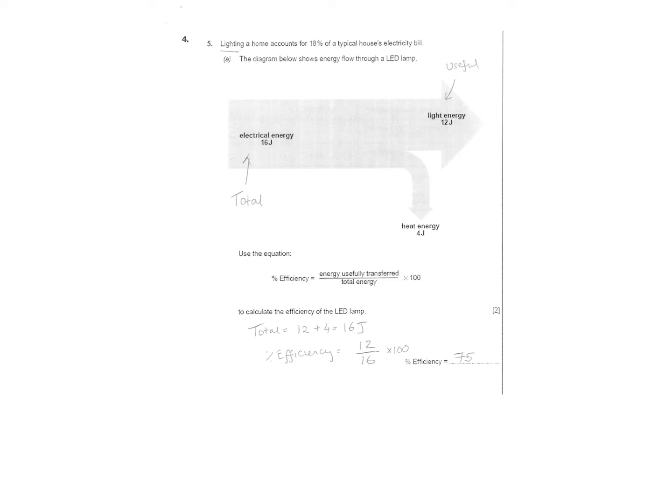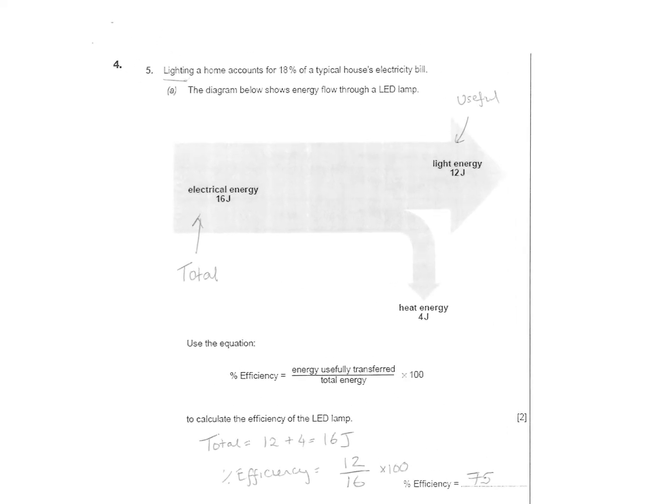Okay, lighting a home accounts for 18% of a typical energy bill. The total energy going in is 16. Light energy, which is useful, coming out because it goes forward, is 12. Heat energy, which is wasted, goes down. Okay. Useful energy divided by total energy, you will get this equation. Okay, be careful of the times by 100.